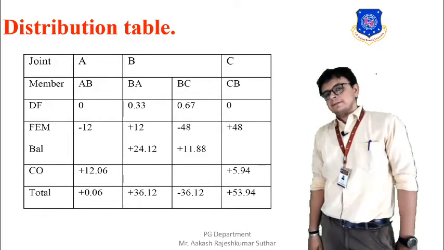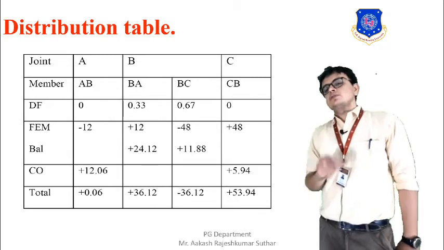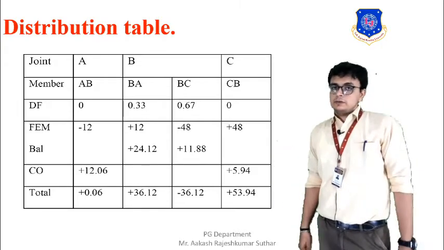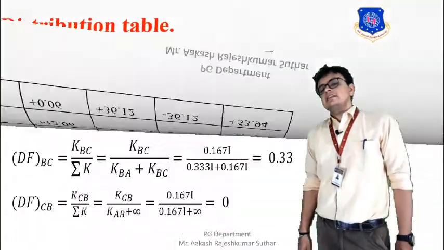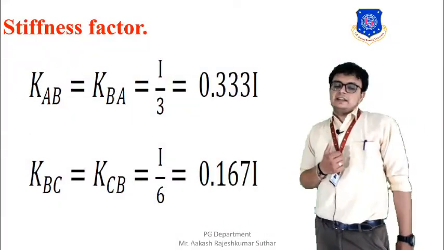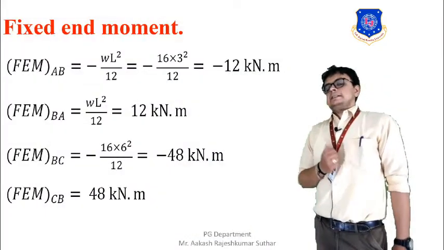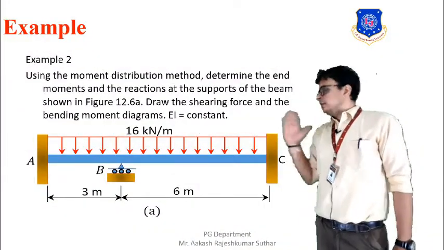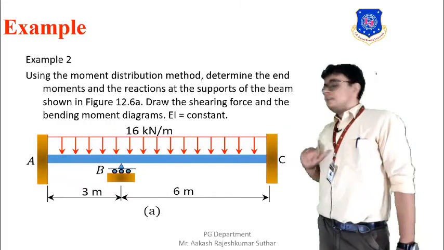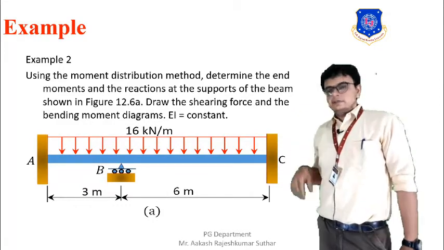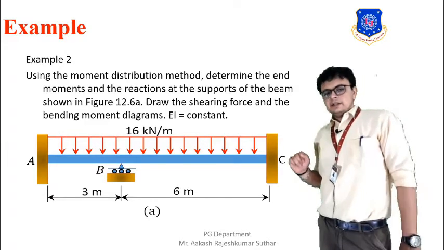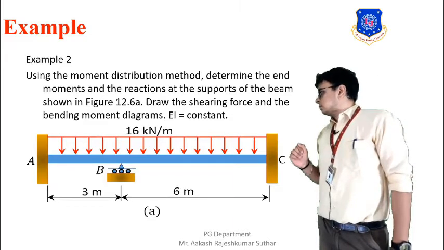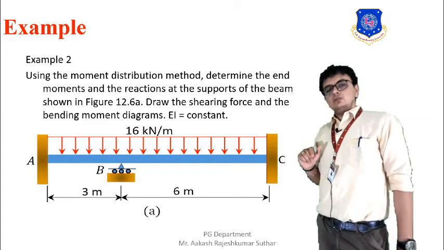You can see over here, in the moment distribution table, the first row will be of the joints. From the figure we can see that there are only 3 joints, that is A, B and C. You can see over here we have only A, B and C. The B joint, you can see, is located eccentrically, so we have to consider that also for our calculation.